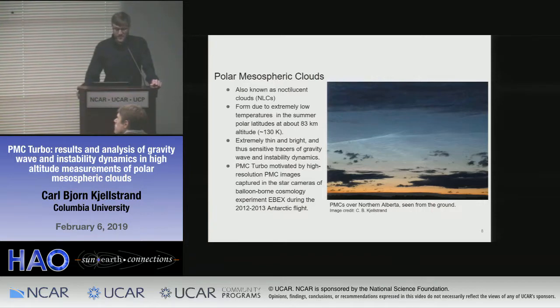And this image is an image I actually took. It was just with a basic cell phone camera in northern Alberta. It's basically just showing what polar mesospheric clouds look like from the ground. They're the bright clouds. The dark clouds are tropospheric clouds.